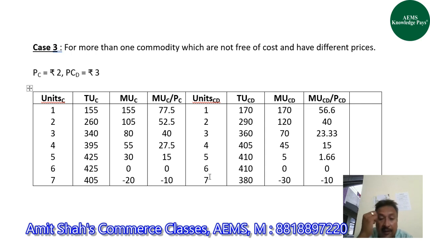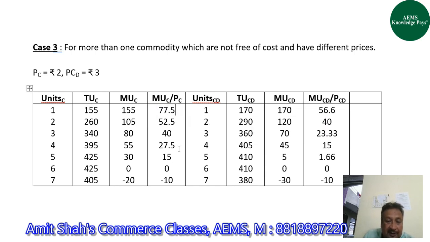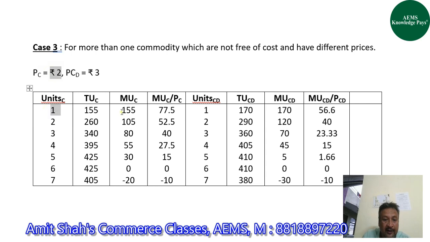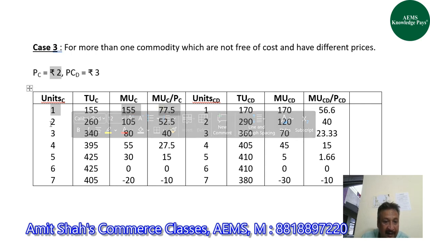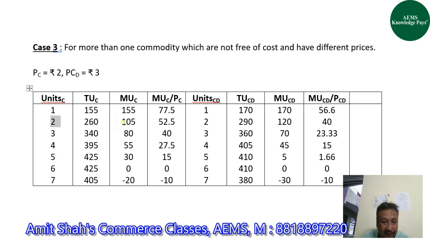This, guys, is the utility obtained by a consumer by spending rupee 1 on chips. Because to purchase the first unit of chips, he paid rupees 2 and got a utility of 155 utiles. So from rupee 1, he got 77.5 utiles. Again, for the second unit he paid rupees 2 and got 105 utiles, so from each rupee he got 52.5 utiles. For the third one also he paid 2 rupees and got 80 utiles, so for each rupee he got 40 utiles, and so on.